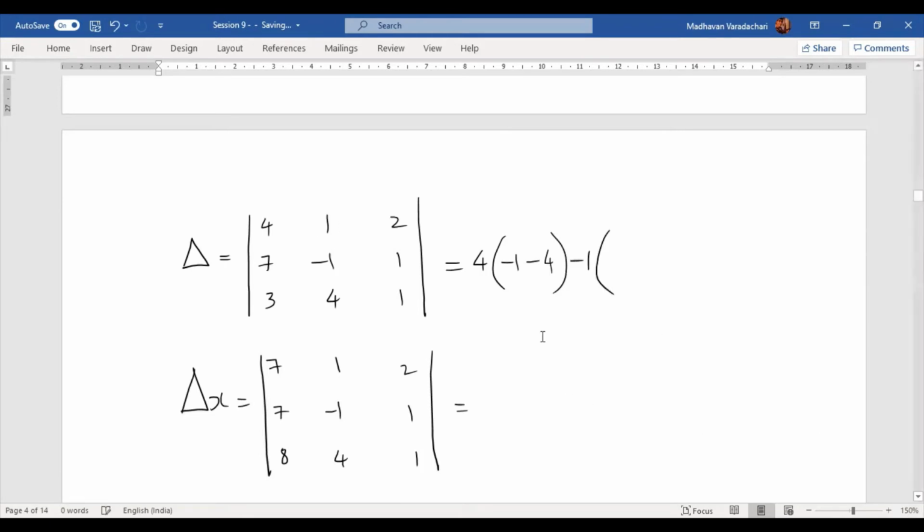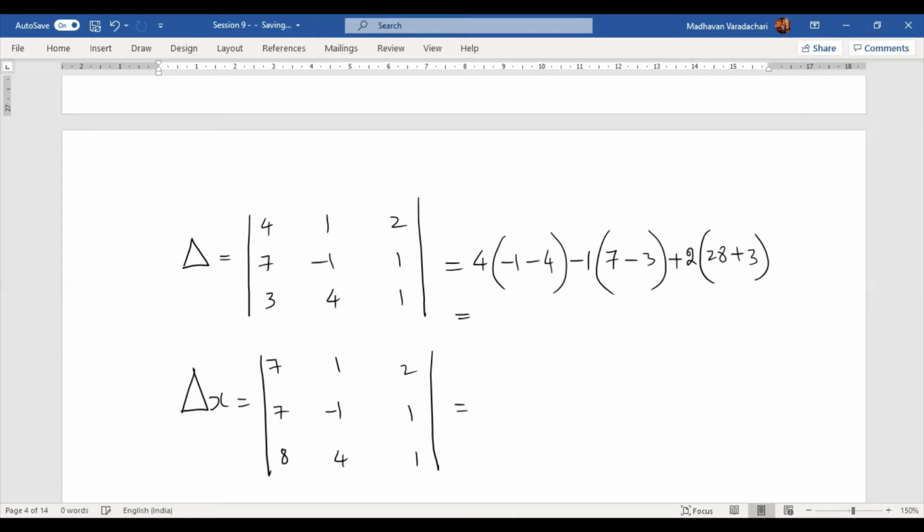Then when I move to the next element, I should put a negative sign. Negative 1 into, when I consider this element, I will ignore this column, ignore this row. I'll be left with a determinant 7, 3, 1, 1. That means 7 into 1, 7, minus this 3 into this 1, so it becomes 3. Then next element, plus 2. Since I chose this, I will ignore this column, ignore that row. So you will be left with this determinant, 7 into 4, 28, minus 3 into minus 1, minus 3. That means minus of minus 3 becomes plus 3.